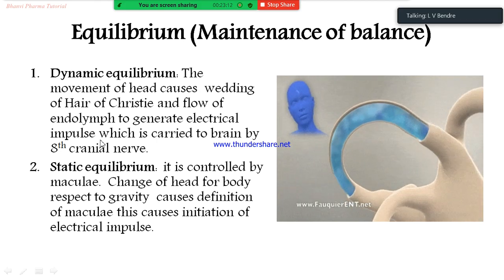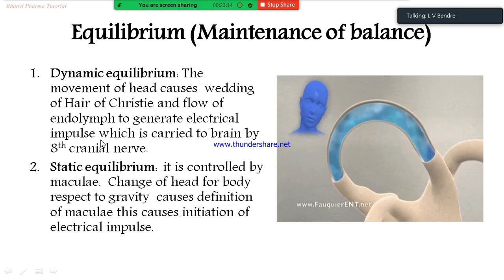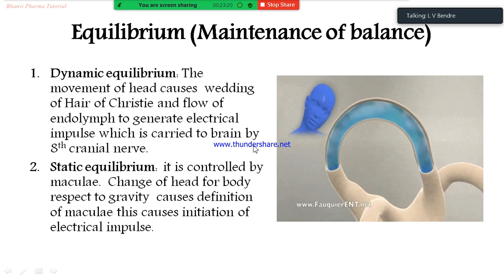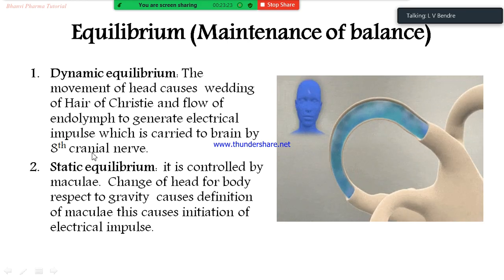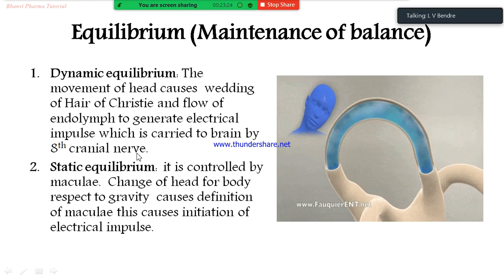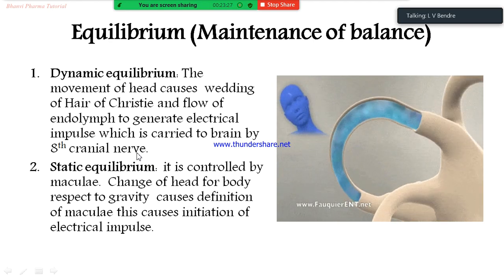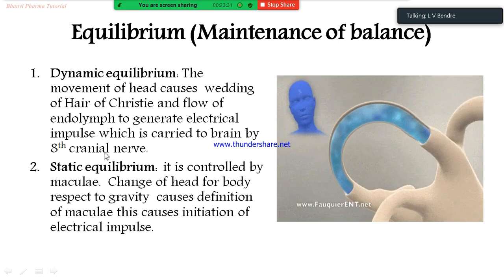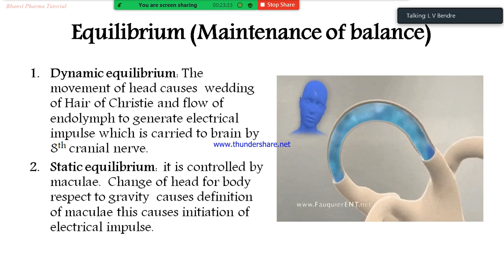When you move your head right and left, that causes the movement of the endolymph to generate electrical impulses, which are carried to the brain by the 8th cranial nerve. With the help of the 8th cranial nerve, that electrical energy is passed on. That is dynamic equilibrium.